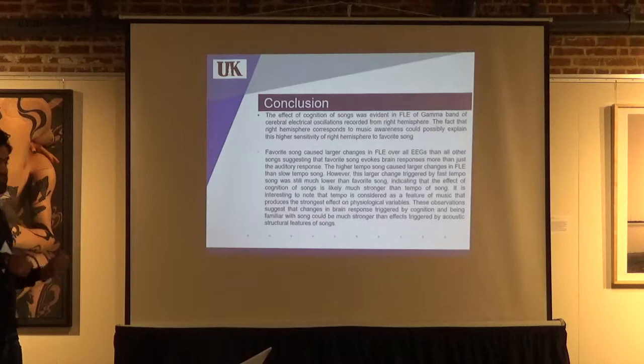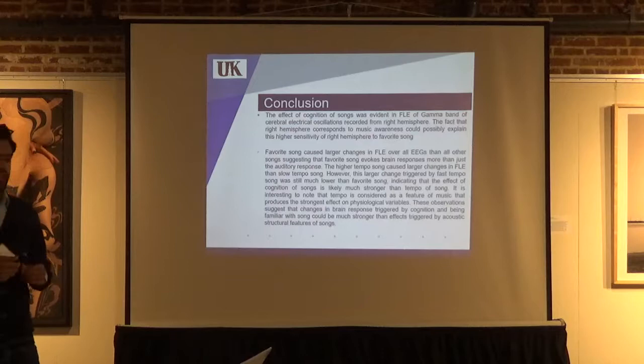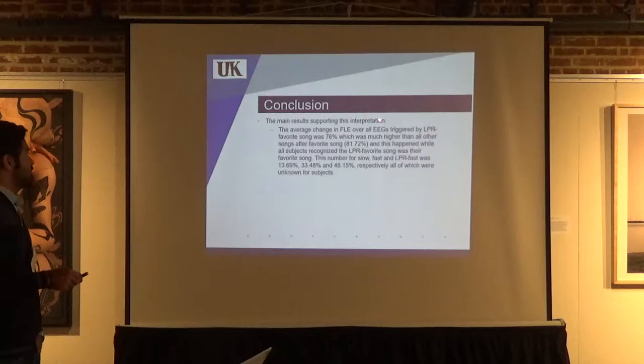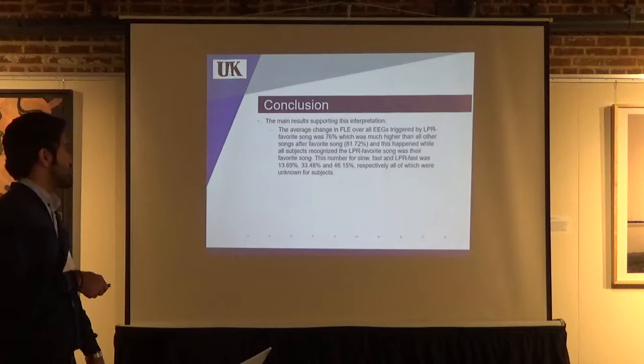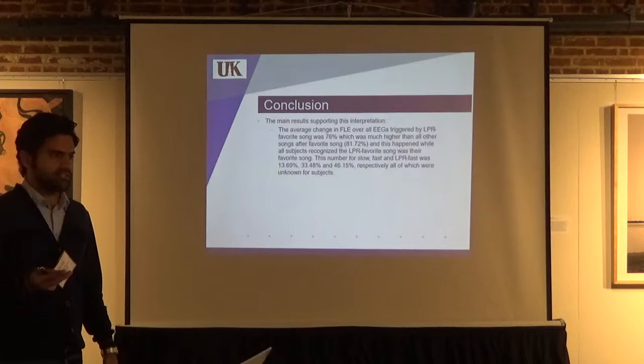So it shows that the cognition of music can produce a much stronger change in almost all the EEGs compared to the strongest acoustic feature of the songs. Another result that supports this interpretation is that the LPR favorite song, which is the local phase randomized version of favorite songs, which was familiar for the subjects, also produced a large change after favorite songs. So the favorite songs caused the biggest change, the LPR favorite songs was the second largest, and the rest of them were smaller.